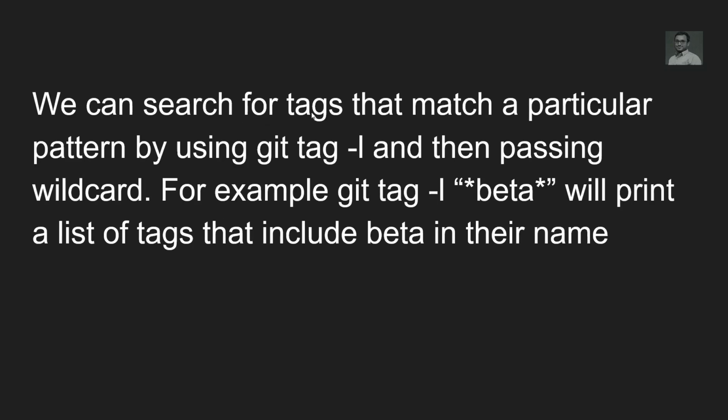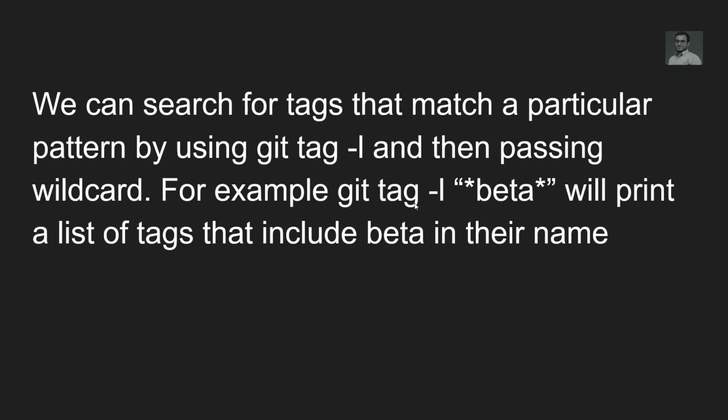And we can also search for tags. For example, if you have 100 tags in a particular repository and you want to search for a particular tag, the git tag command also provides us with an option. We can search for tags that match a particular pattern by using the command git tag -l. The -l is nothing but list, and then we pass a wildcard.